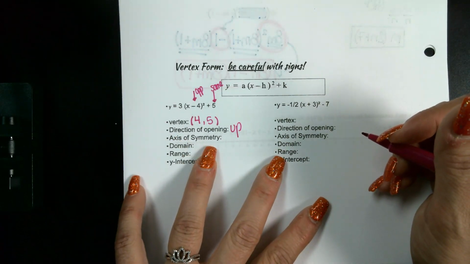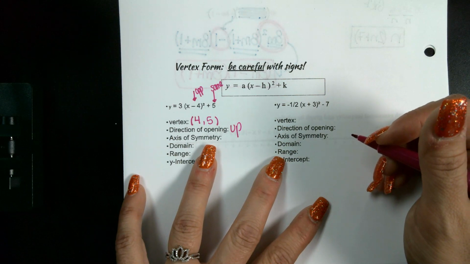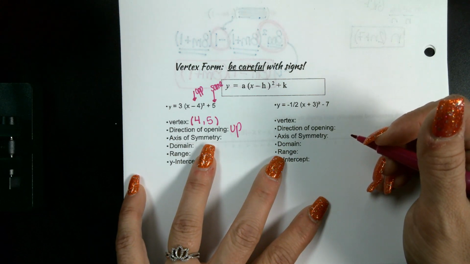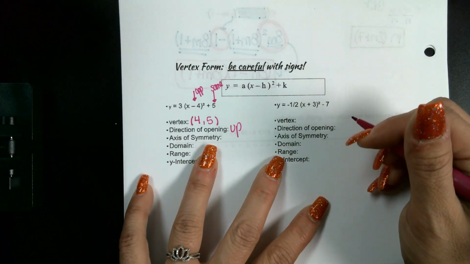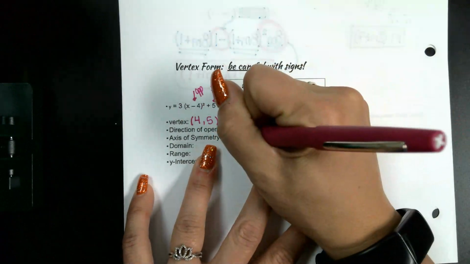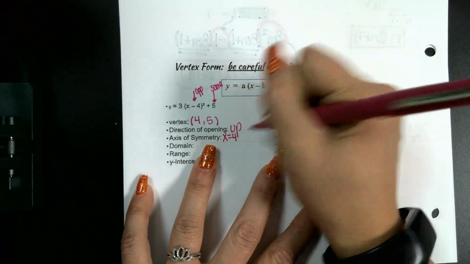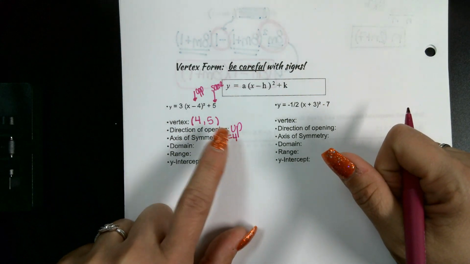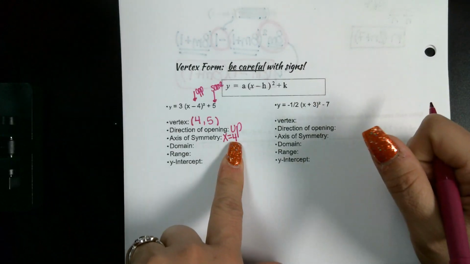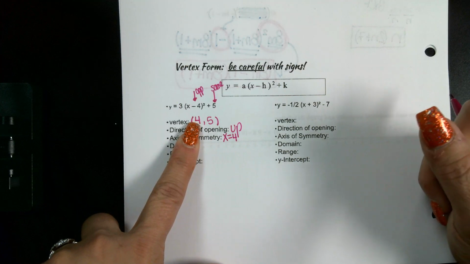Okay, your axis of symmetry. Anybody remember where that comes from? David, you think? The x equals 4. Yep. So your axis of symmetry is always an equation that starts with x equals, and that number right there is the x coordinate of your vertex.